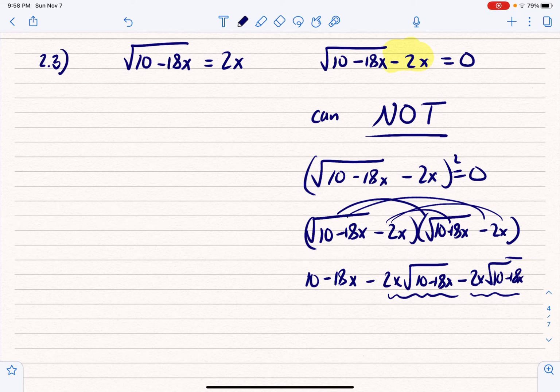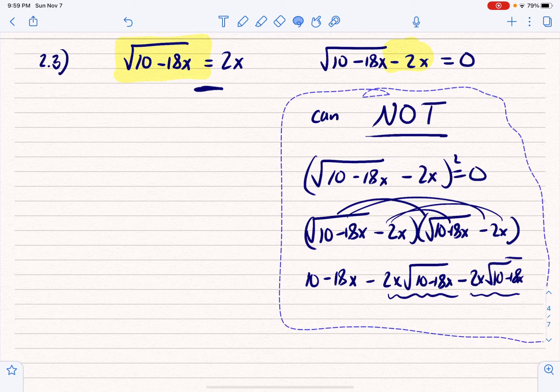The only way I can make the radical go away is to make sure that the radical is completely by itself on that side of the equation sign. I have got to do that. The only thing that can be on one side of the equation is just the radical, all by itself. That is super important, and I'm sorry that I didn't already mention that.